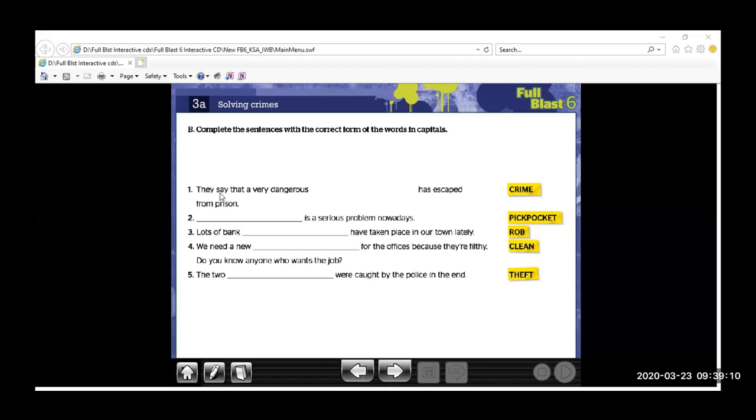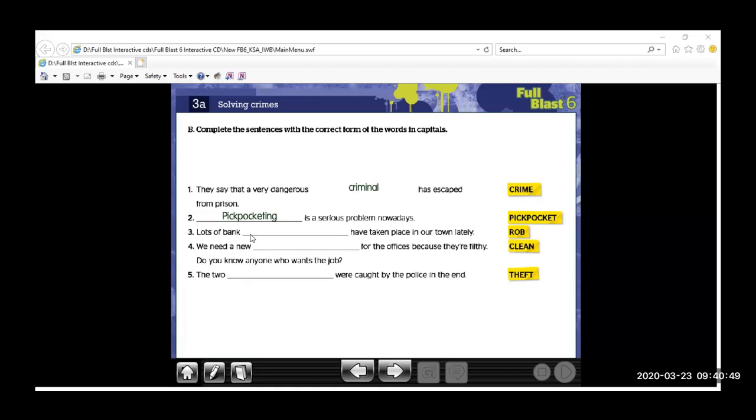We add -al to make criminal. Criminal, well done. They say that a very dangerous criminal escaped from prison. Number 2. Well done, Abdullah. Who wants to answer? Faris. Pickpocketing. Pickpocketing, yes, it's a crime. Thank you very much. Number 3.